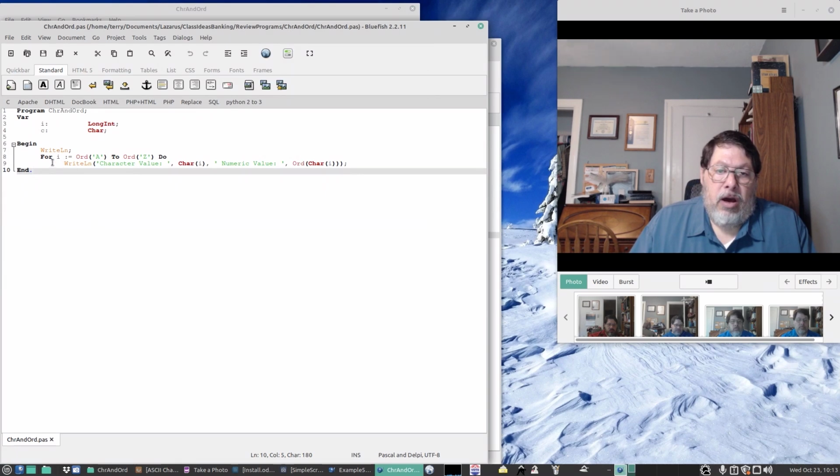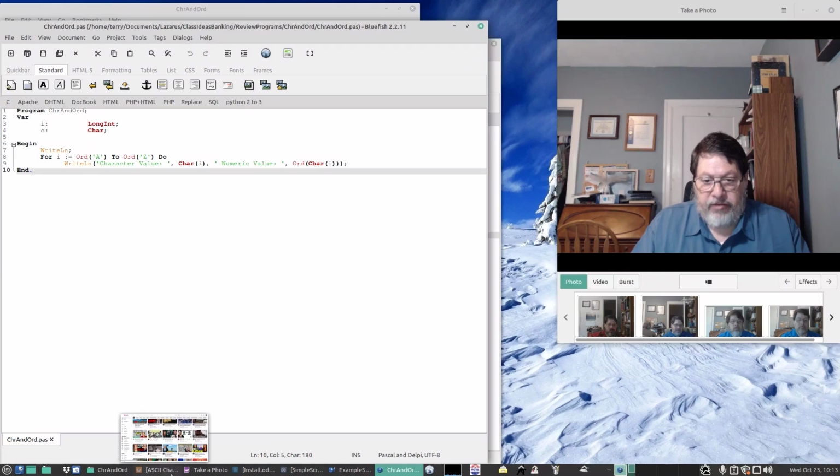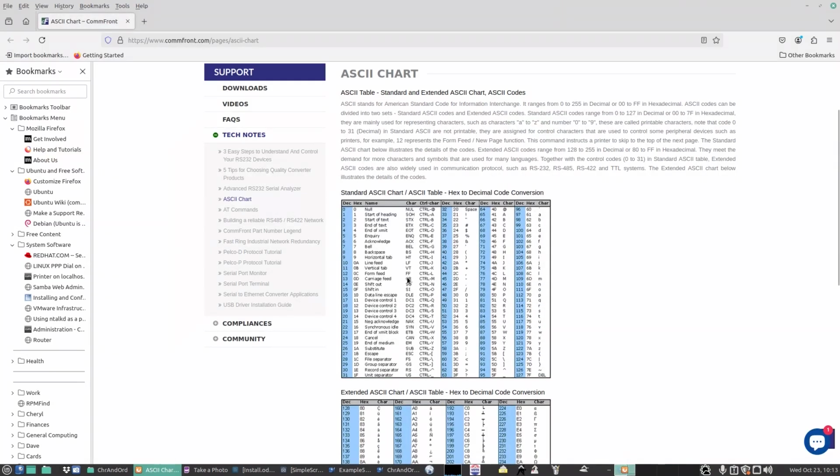Here we are using a for loop to go through all the uppercase characters. If you take ORD of A, it should give you a value 65. And if you look at an ASCII chart, and I just downloaded this somewhere off the internet, the capital letter A is going to return a decimal 65, all the way through Z, which should return a decimal 90.